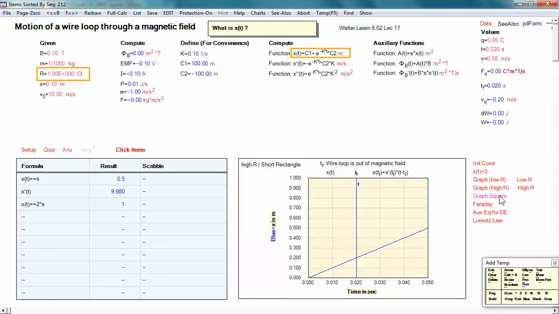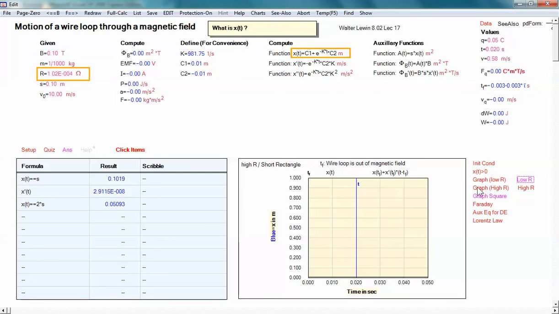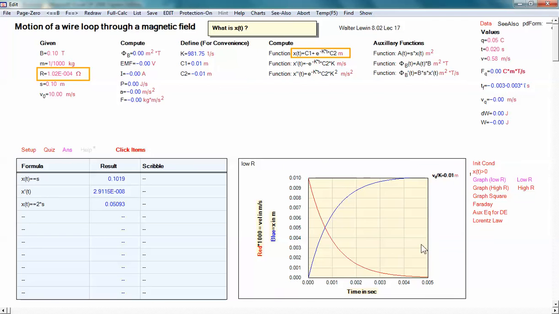If we change that resistance to a realistic number for a copper wire, the picture would change to this. If we do a copper wire with a much lower resistance, the wire loop does stop. In other words, its braking distance is computed to be 1 centimeter, and we're assuming that the side of the wire loop is 10 centimeters, so it would enter into the field just 1/10 of its length in that case if we had this as our resistance.